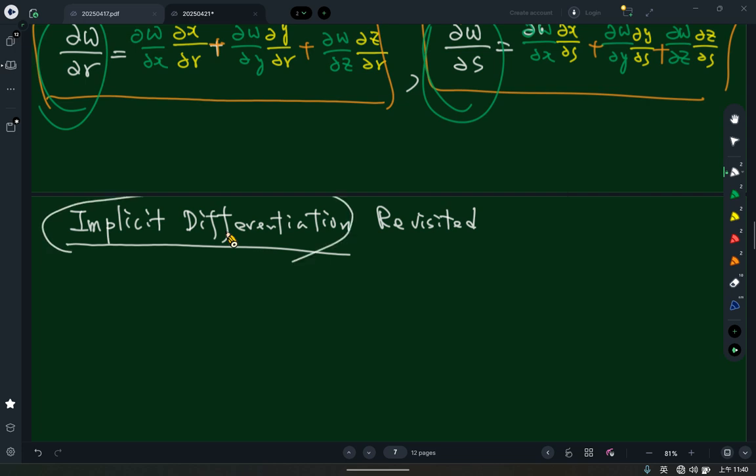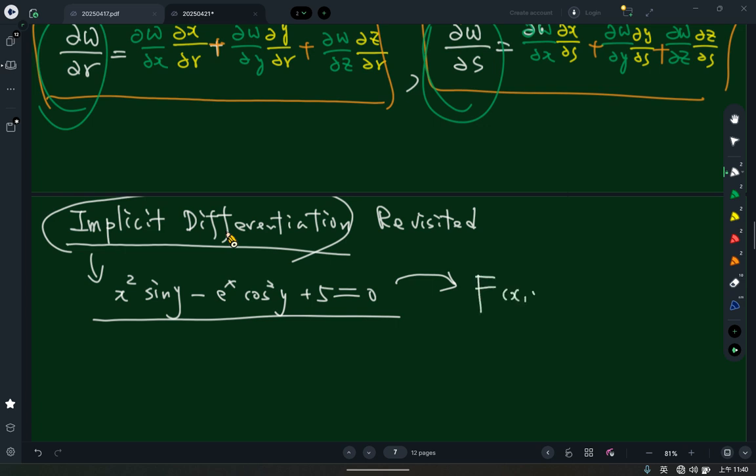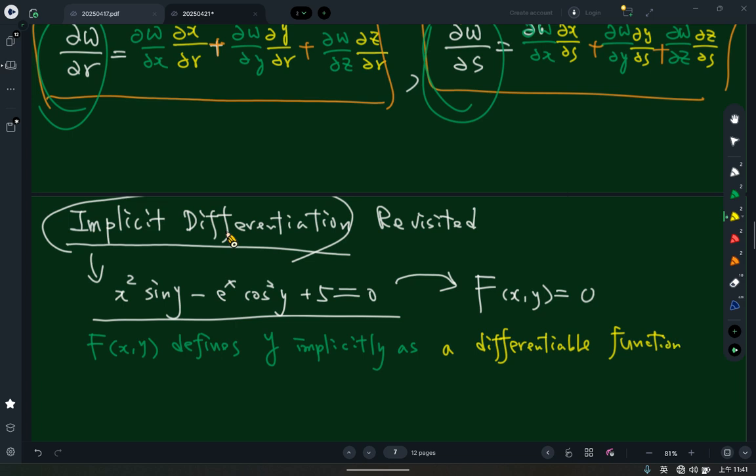in the past, when we talked about implicit differentiation, for example, I give you a function, an equation that is very complicated, right? Something like this one. This one is very complicated. So I cannot explicitly represent y is equal to blah blah blah x, right? But we can get f of x, y is equal to 0, right? So this f of x, y just defines y implicitly as a differentiable function of x, say y is equal to h of x.